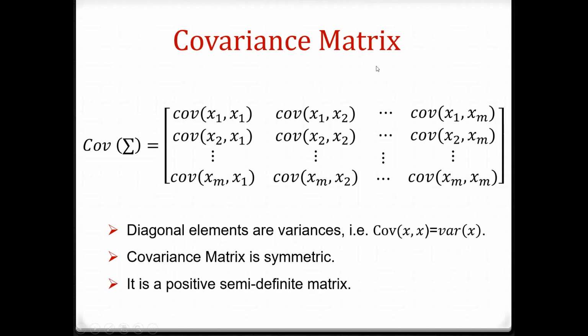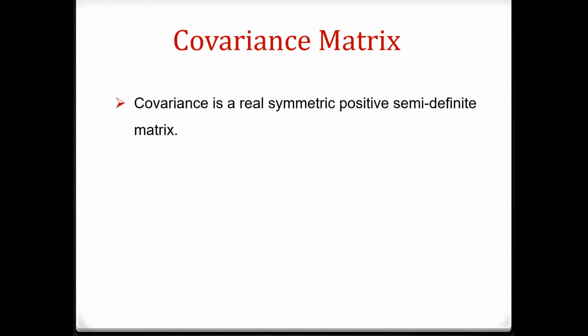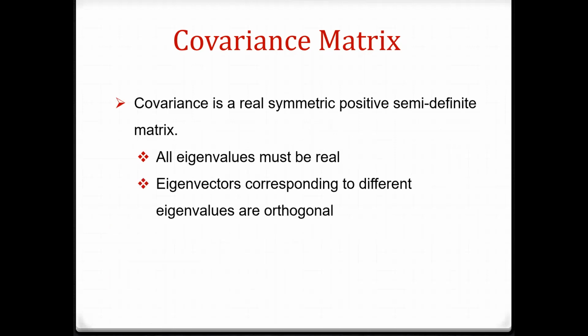So next, it is a positive semi-definite matrix. We have seen why it is positive, because we will be considering only the magnitude. So it is called a positive semi-definite matrix. Covariance is a real symmetric positive semi-definite matrix. All eigenvalues must be real. Eigenvectors corresponding to different eigenvalues are orthogonal. Orthogonal means nothing but perpendicular to each other. Like vectors, eigenvectors corresponding to different eigenvalues are orthogonal.